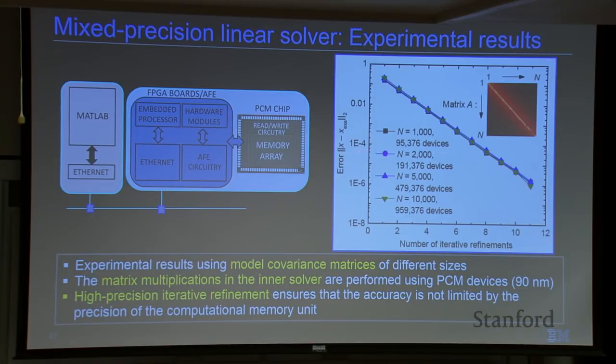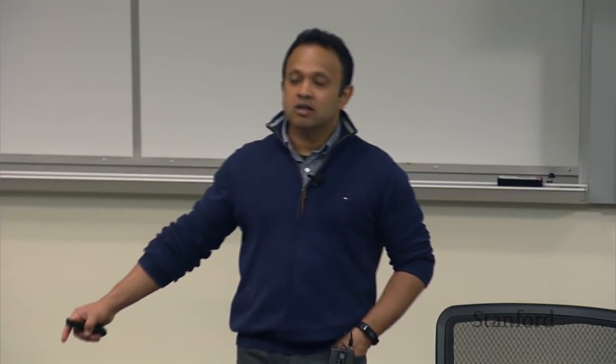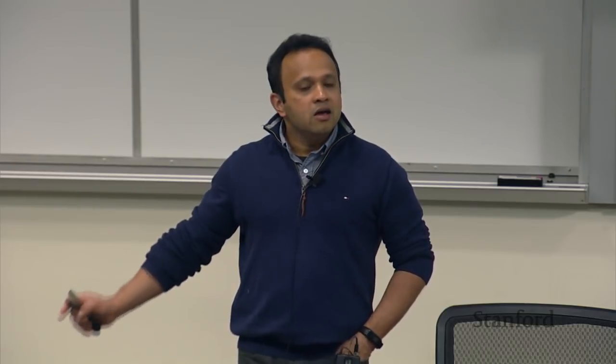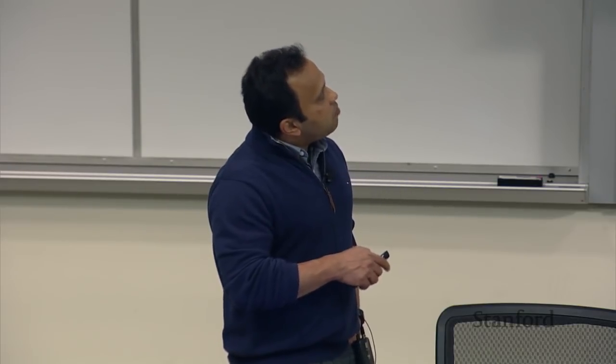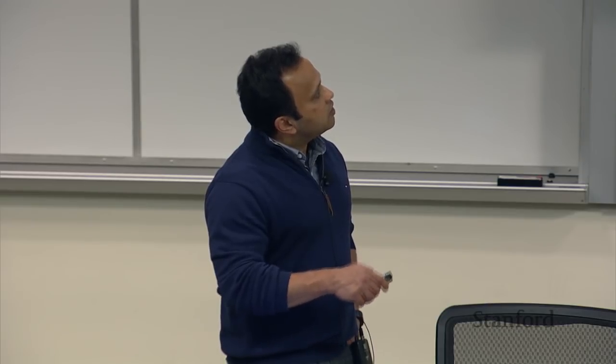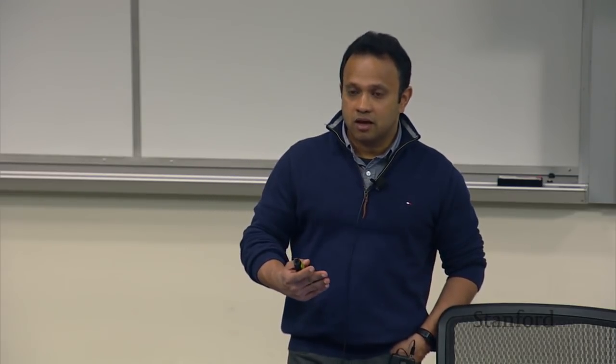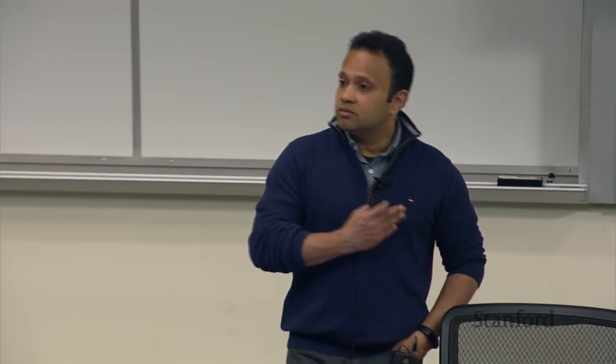And this is now the norm of the error between the exact solution and the estimated solution, plotted against the number of iterations. Again, it's an iterative scheme. And you can see that for all these matrix dimensions, the error keeps dropping. And it's not limited by the precision of the computational memory unit. It is only limited by the precision of the high precision unit. In fact, we did one experiment all the way till it reaches the machine precision of the von Neumann machine, because it's not limited by that. That's a property of the algorithm. So this way, we can beat this problem of the lack of precision involved in the multiplication and still get a very accurate solution. So this is one example.